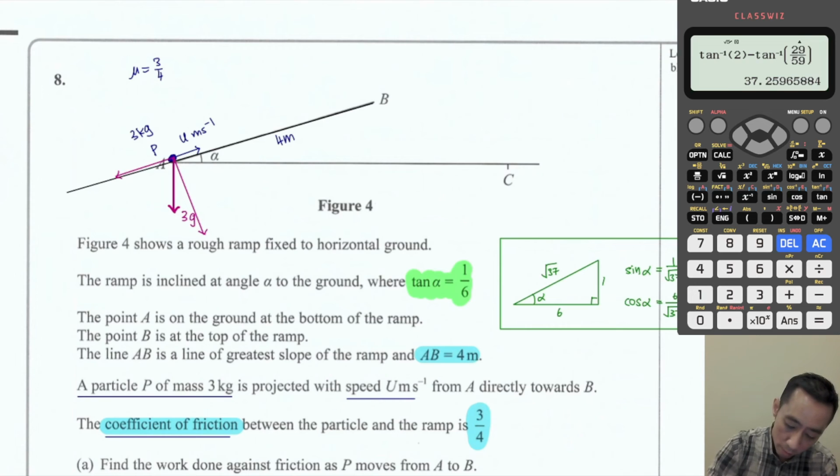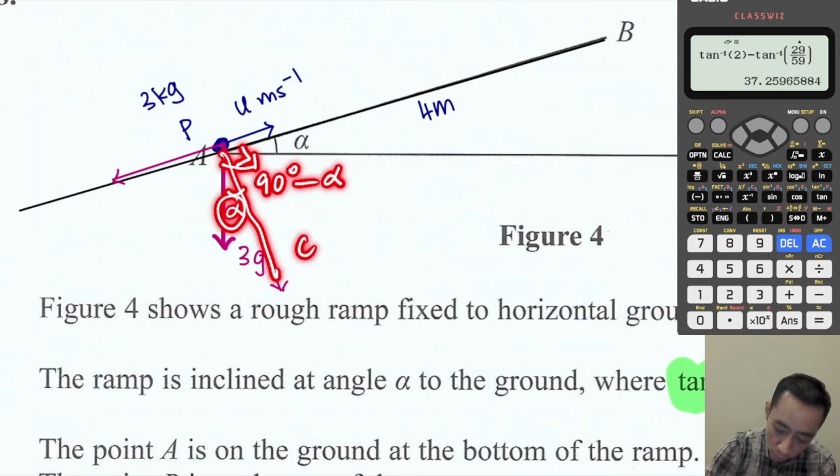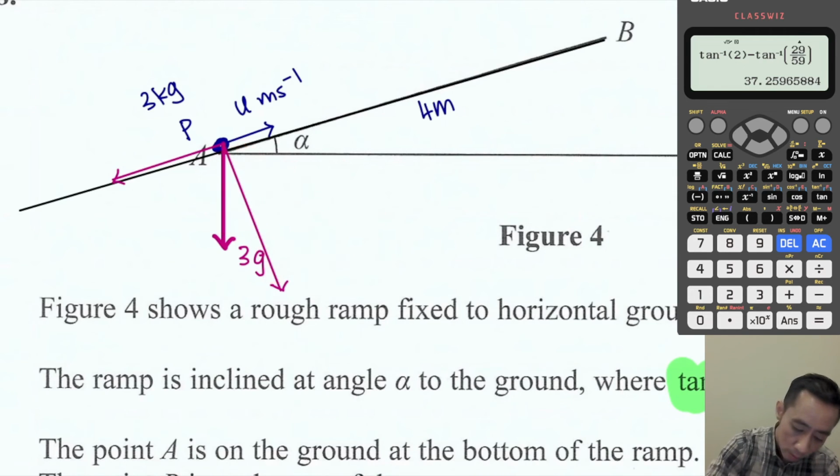Now let's look at the angle here. Because this one is 90 degrees, this one will be 90 minus alpha. And here, this one is 90 degrees, which means this will be alpha. So this force is beside alpha, which means we are using the cosine here. This one is 3g, so for this one, 3g cosine alpha, and then this one will be 3g sine alpha.